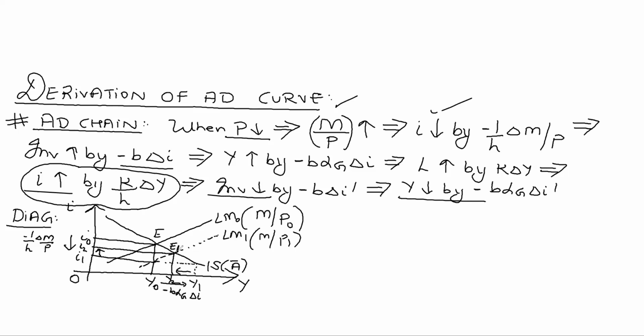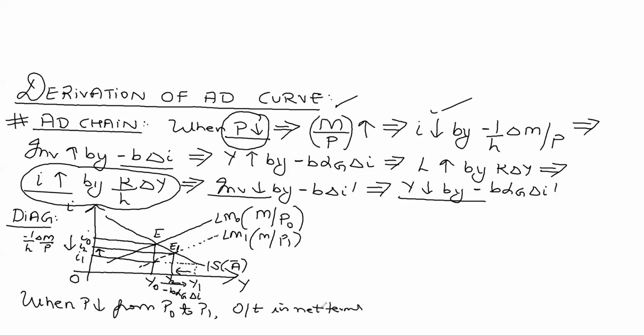Now, what do you observe? Look at the terms I'm circling. Price is falling and eventually my output is going up. Eventually, my output goes up from Y0 to Y2. So when price falls from P0 to P1, output in net terms increases from Y0 to Y2.